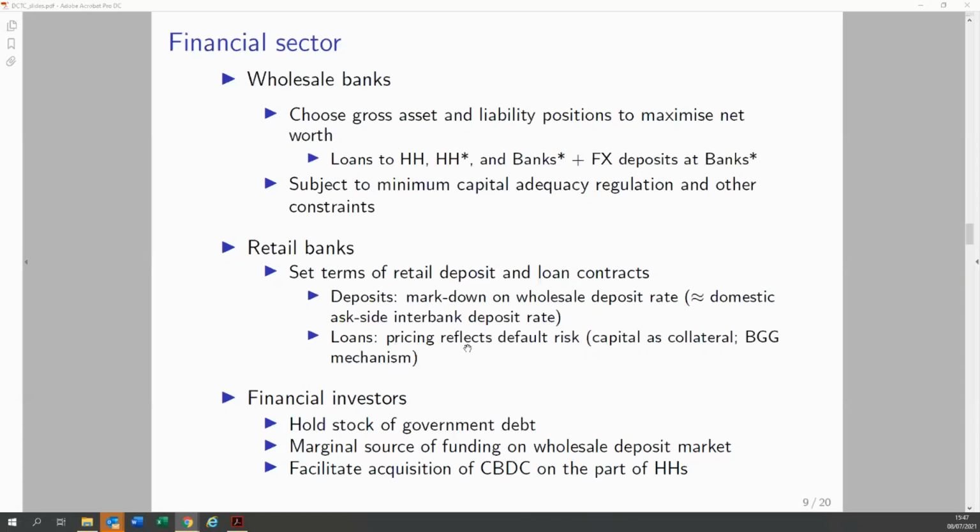But these agents are also important because they facilitate the acquisition of CBDC on the part of households. You can also think of them as some sort of broker, because when households want to acquire CBDC, they have to swap them for deposits, but they have to somehow go through an agent that holds government bonds, because that agent needs to post them with the central bank. And these financial investors perform that function.